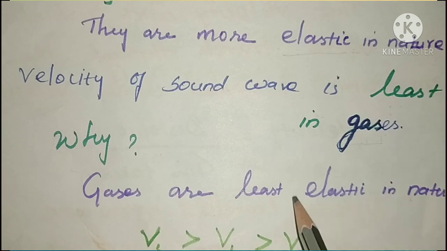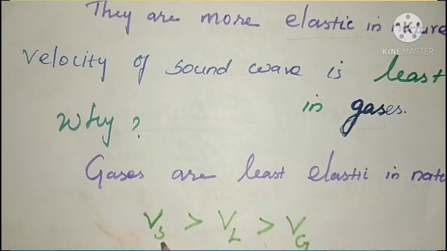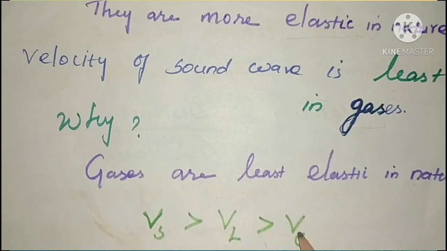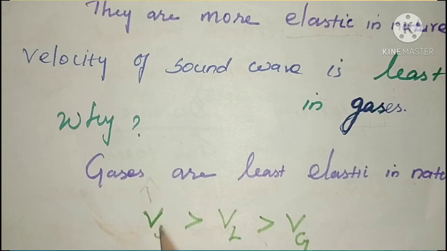So in these three media, how can we write the velocity of sound waves? It is maximum in solids. After that come liquids, and last, gases. So the velocity in solids is greater than in liquids, and that is greater than in gases. The velocity of sound is maximum in solid substances; after that, in liquids it will be faster than in gases, and last only gases.